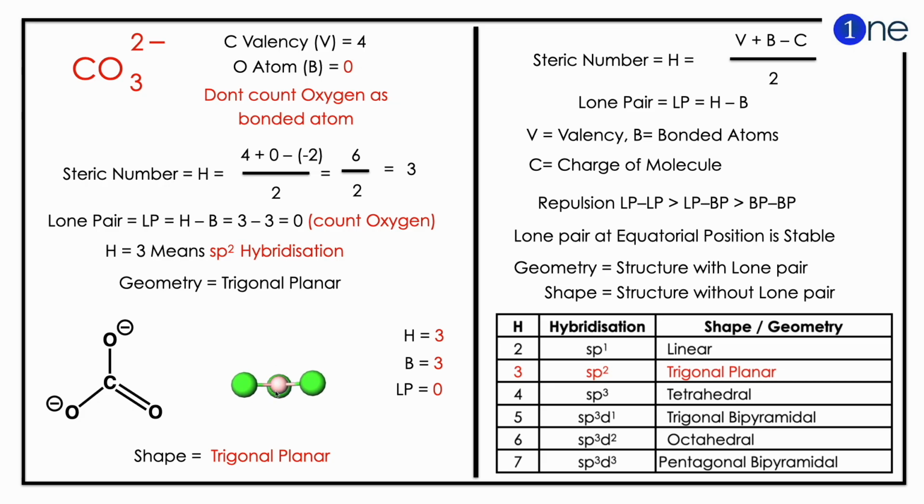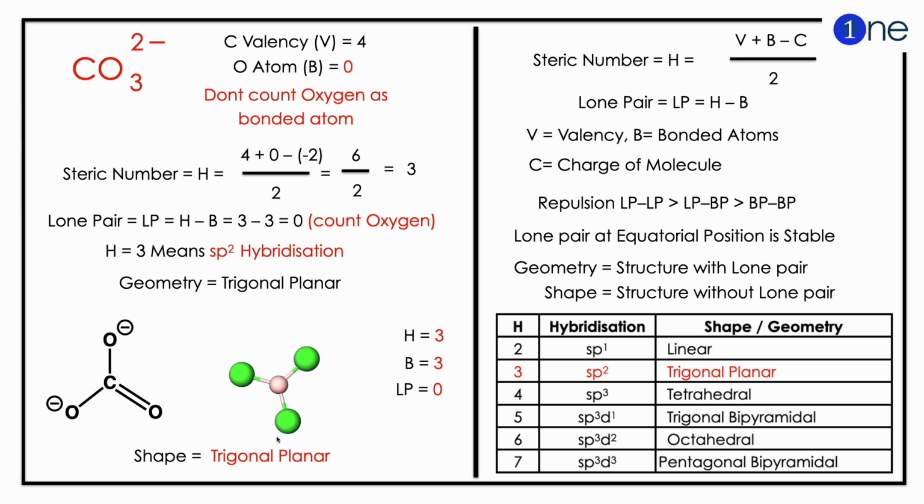To find the hybridization, you should know the steric number, which is H equals (P plus B minus C) divided by 2. Carbon is the central atom, valency is 4, and oxygen we should not count, so it is 0. The steric number will be (4 minus 2) divided by 2, meaning 6 by 2 equals 3. The lone pair will be 3 minus 3 equals 0, because you should count oxygen here. So no lone pair with H equals 3, which represents sp2 hybridization.